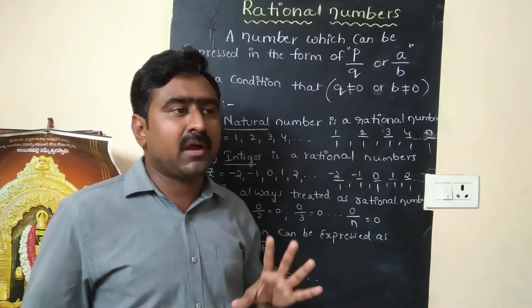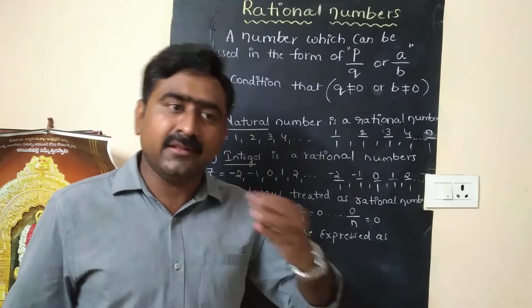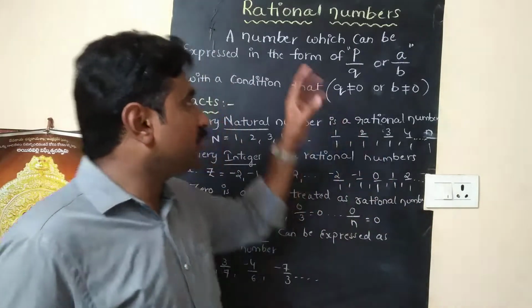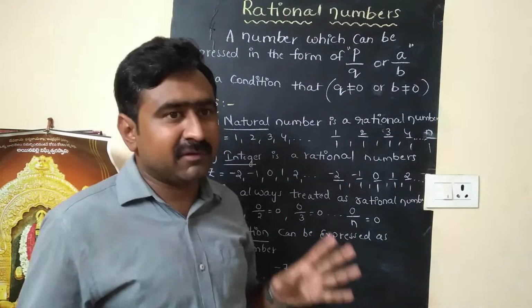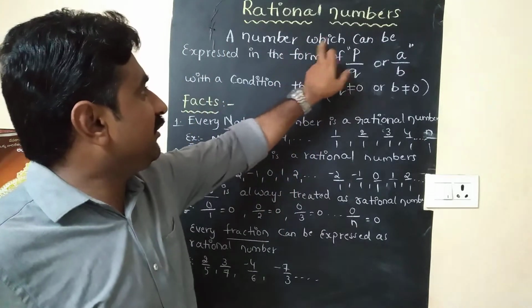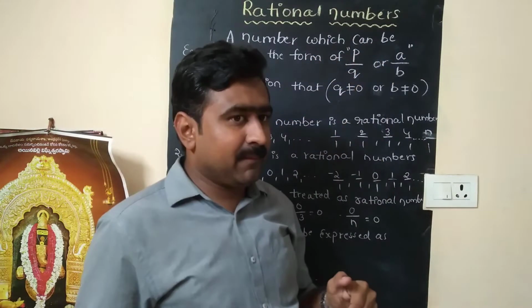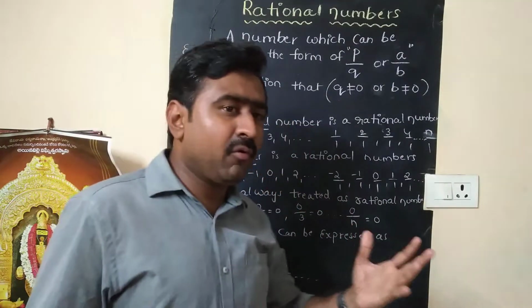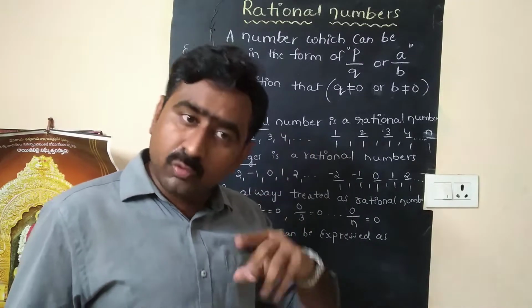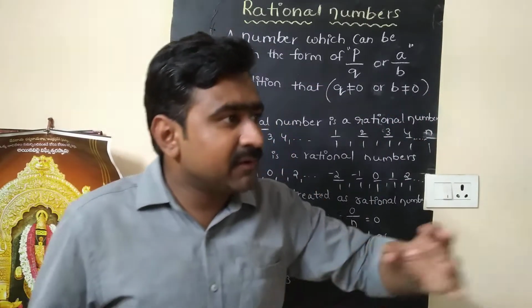So generally, how can we define a rational number? First of all, we need to write it in the form of a definition. So what is the meaning of a rational number? I have written the definition here. See that one: a number which can be expressed in the form of P by Q or A by B. Out of these two notations you can select any one notation and you can use it further in the chapter.